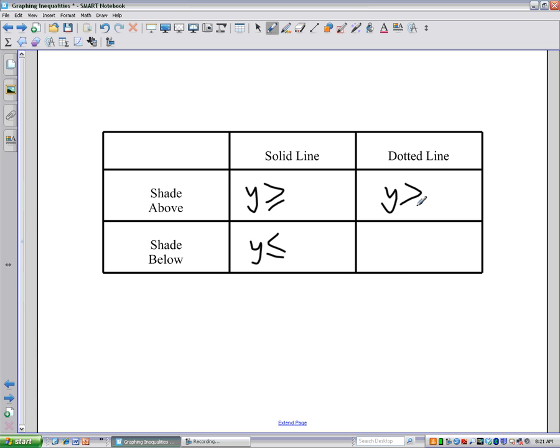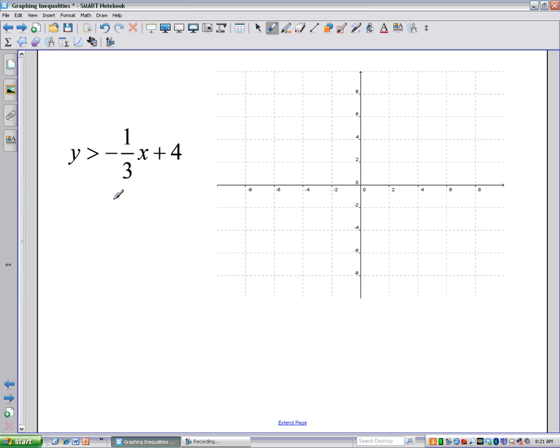And if it's not the "or equal to" thing, if it's just greater than, we use a dotted line, and I'll show you what that means. And then the same thing down here. If y is less than, we use a dotted line, and we shade below. So we're going to do some examples of each of those as we move forward. Let's do one right now.